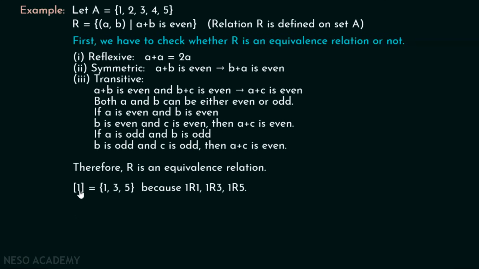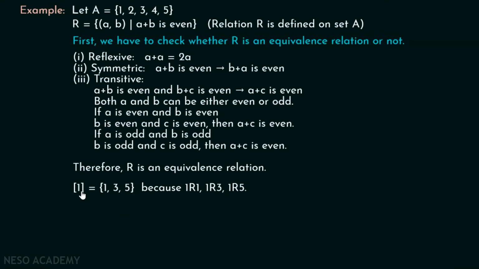1 is obviously related to 1 according to reflexive property, and we can see that 1 plus 1 is 2, which is even, right? Also 3 plus 1 is 4, which is again even. 5 plus 1 is 6, which is also even. Therefore 1, 3 and 5 are related to 1, right?